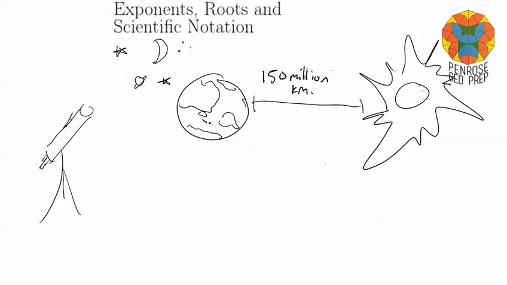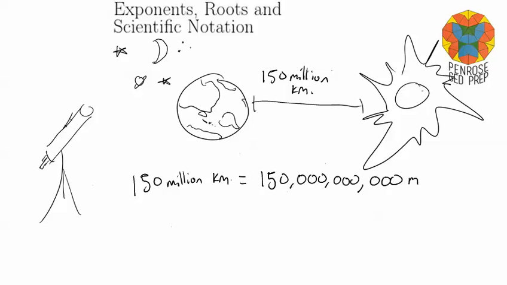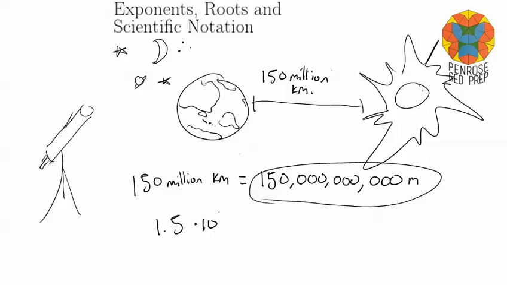Let's write this number out in decimal notation just so we have a reference. Because a kilometer is 1,000 meters, 150 million kilometers is 150 billion meters. If we had to write out 150 billion this way over and over again, we would get tired and use lots of paper. Instead, we can write 150 billion meters as 1.5 times 10 to the 11th meters.